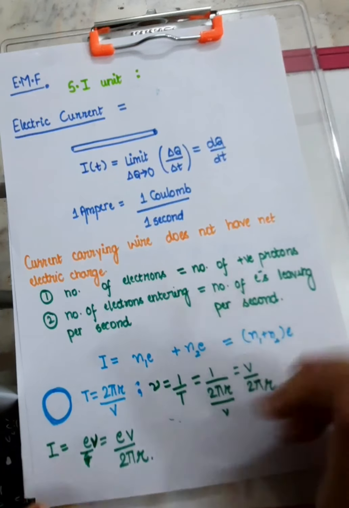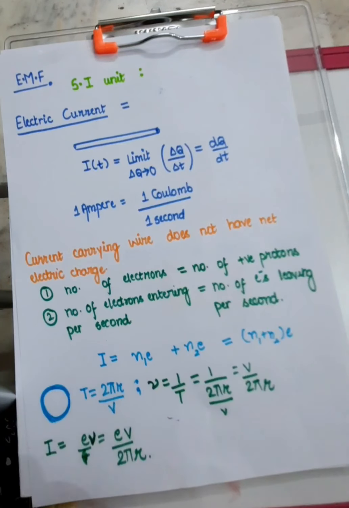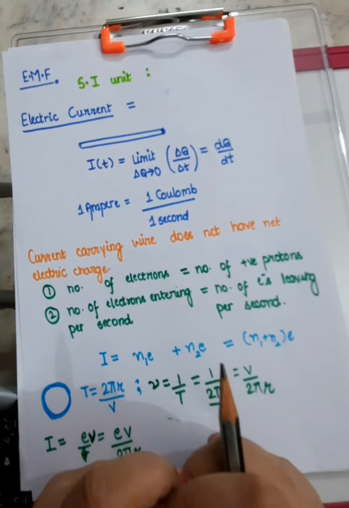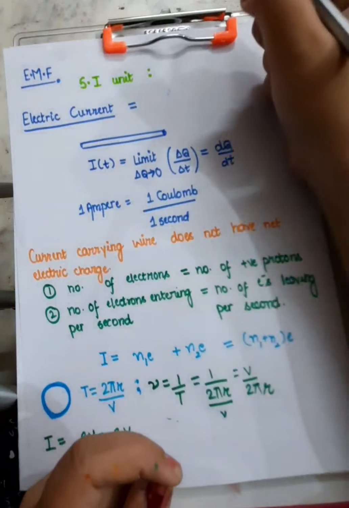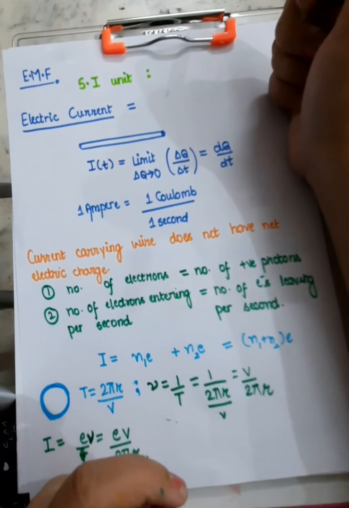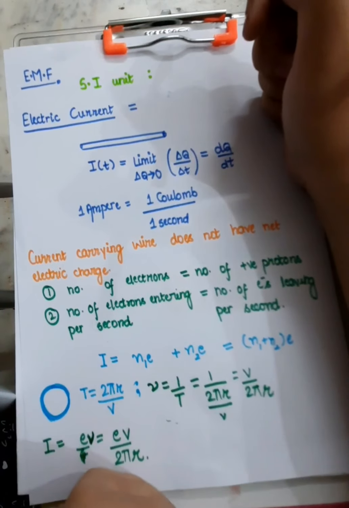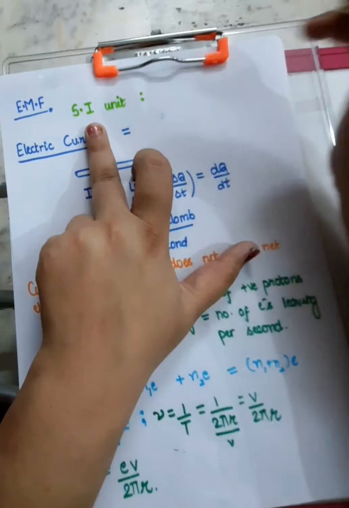Dear students, in this video, we are going to discuss more about electric current. In the last video, we discussed the EMF of a cell. That EMF of a cell means the maximum potential difference between the two electrodes of the cell when the current has not been drawn from the cell. Okay, so what is the SI unit of EMF?